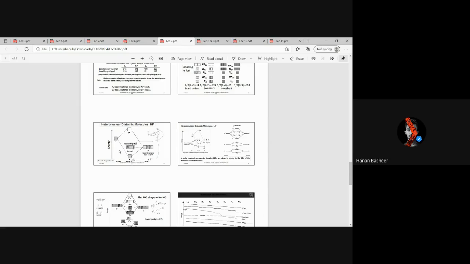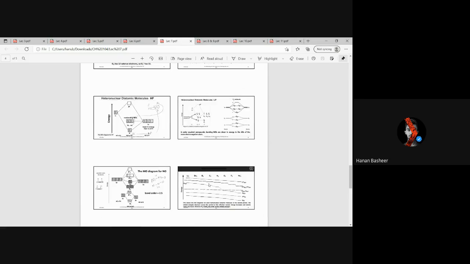Then this is the heteronuclear diatomic molecule HF. Here, when we draw the molecular orbitals of the molecule, we get this structure. This is anti-bonding and this is bonding. And as I just described, up to nitrogen the energy of pi will be lower than the sigma, but from oxygen onward it will come back to normal.